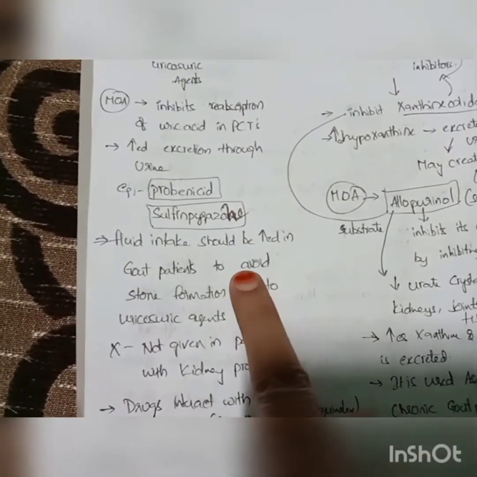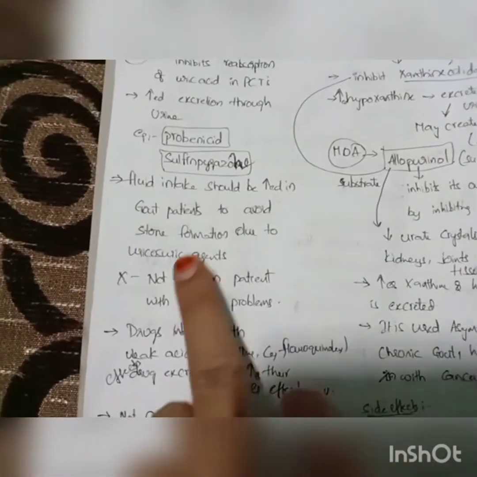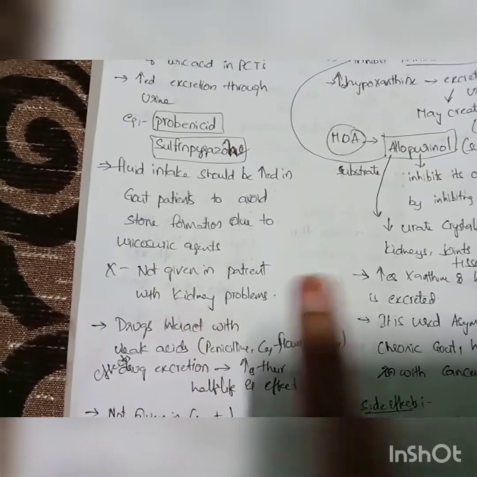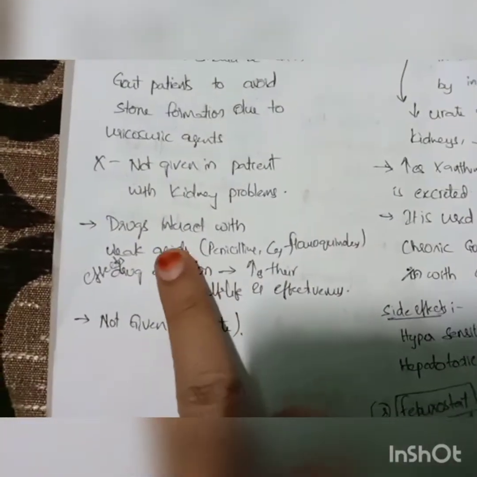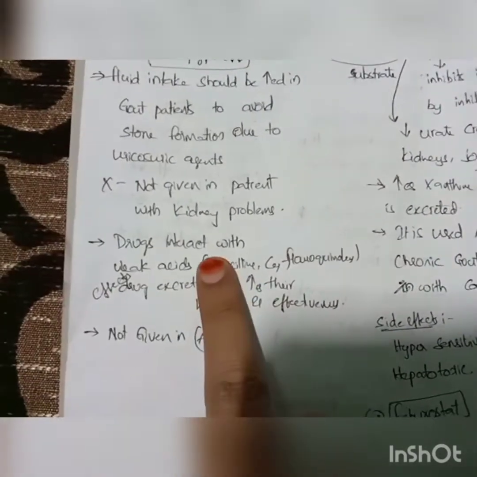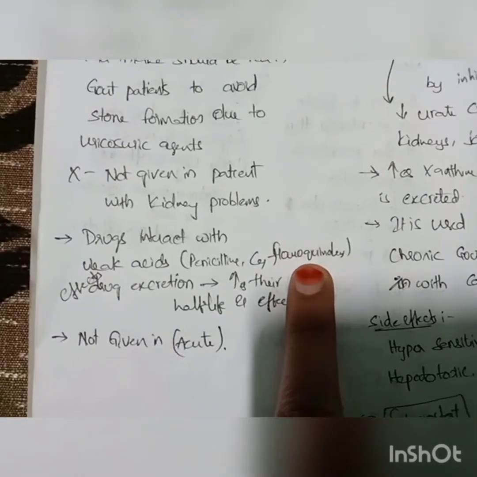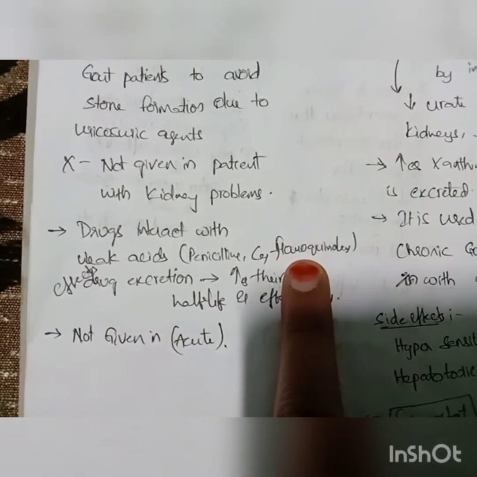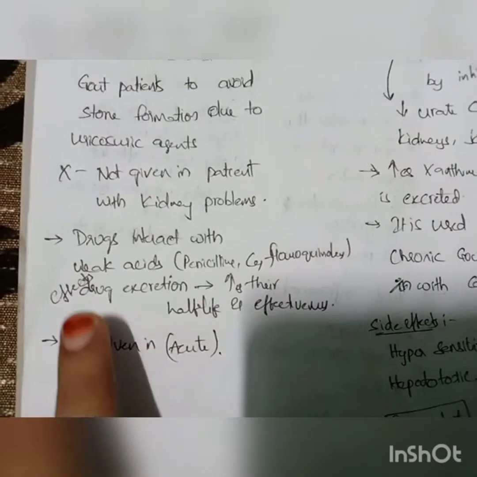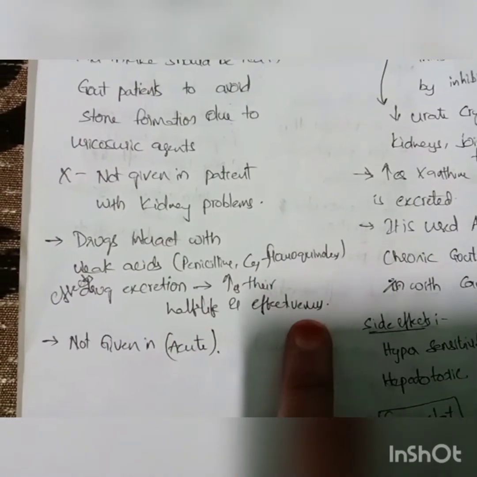To avoid stone formation due to uricosuric agents, these are not given in patients who have kidney problems. These uricosuric agents will interact with weak acids like penicillin, cephalosporins, and fluoroquinolones. So this affects drug excretion.